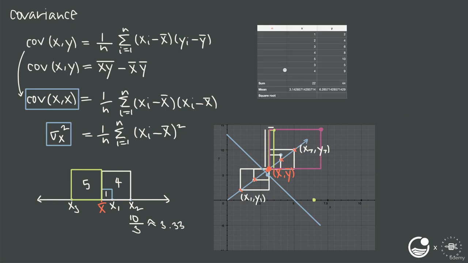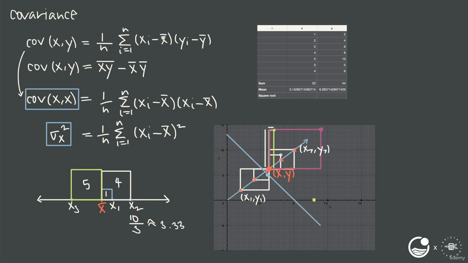So for instance, here's a table, and these are the values in our X and Y series. So we have our X values here, 1, 2, 3, 4, 5, 3, and 4, and their corresponding Y values, 2, 4, 6, 8, 10, 5, and 9. So essentially, these are all of our x sub i and y sub i values.